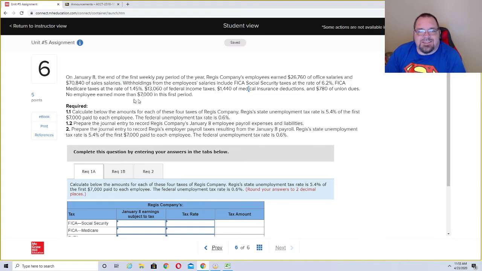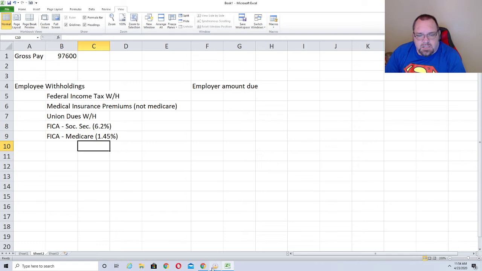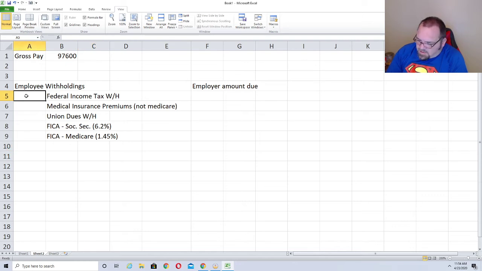This one actually does not have a state income tax. Let's go ahead and get rid of that, so as not to confuse anybody. So this is what we got. Look what it says. Social Security is 6.2, Medicare is 1.5. Okay, we know that. This is our federal income tax withholding right here, $1,360.